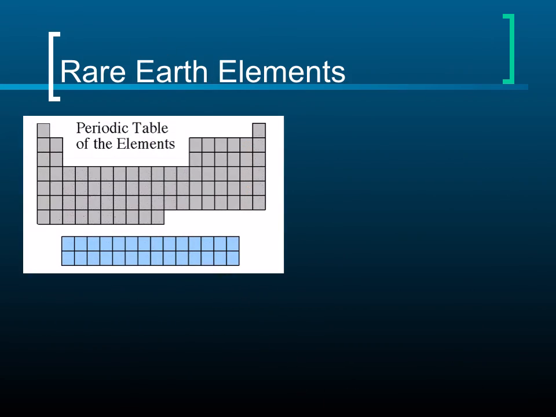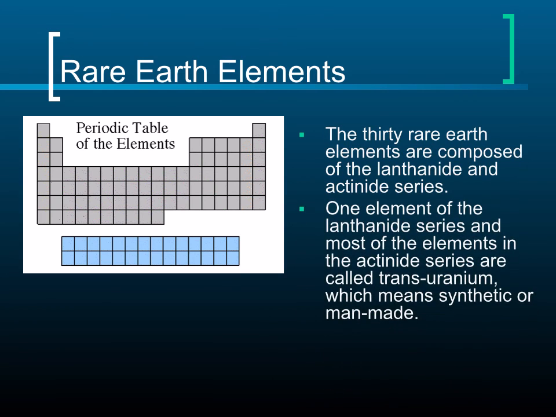And the last ones on the bottom are rare earth elements. There are 30 of them. It's the lanthanide and actinide series. One element of the series in lanthanides, and most of them in actinides, are synthetic, which means that they are man-made.